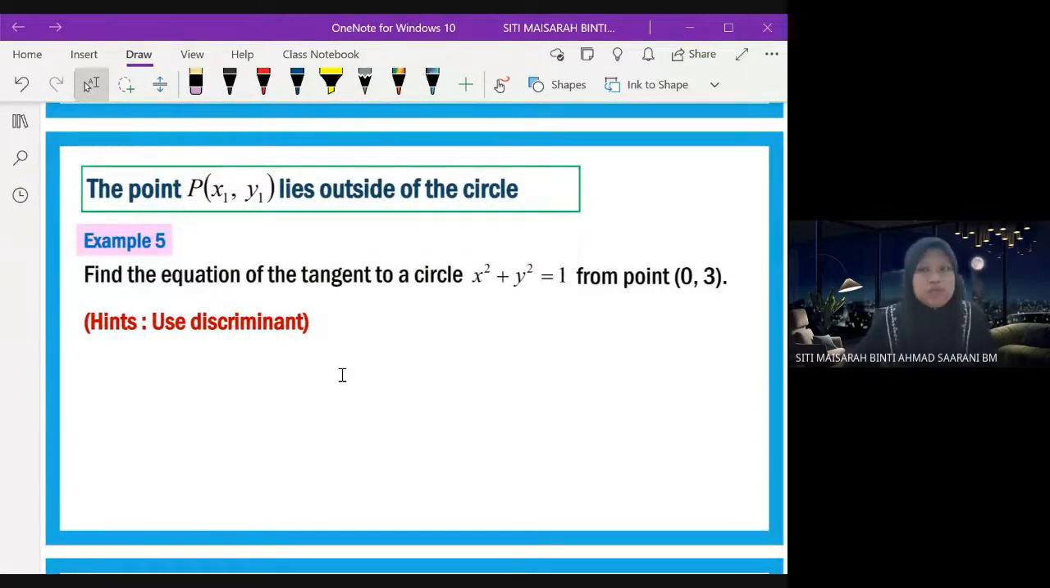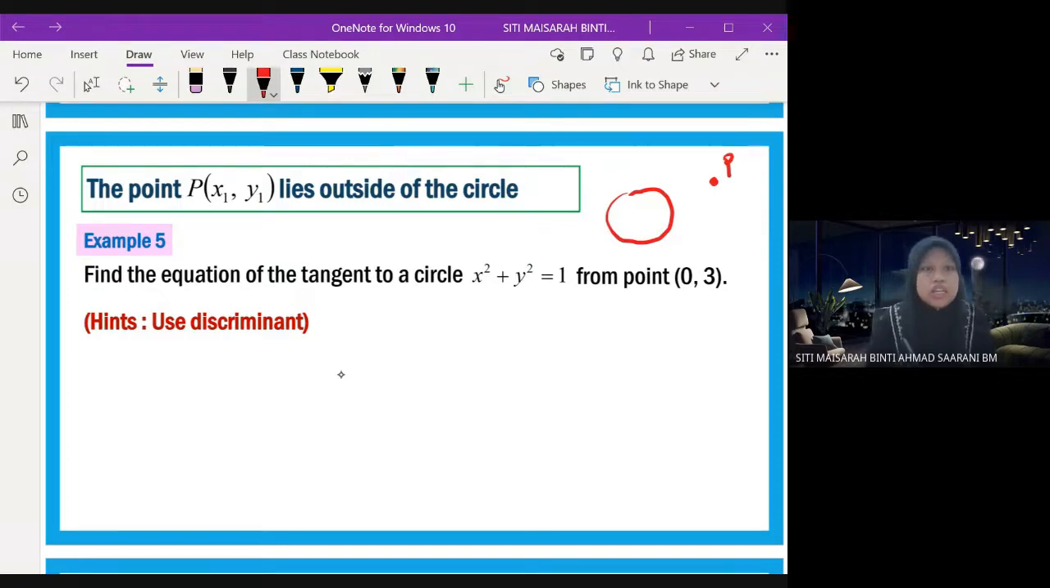Alright, kita move sekarang kepada example 5 pula. Okay, this is involving point P (x1, y1) lies outside of the circle. Tadi point P tu dia duduk dekat circle, maksudnya tangent tu lalu dekat point tu. Okay, sekarang ni kalau kita bayangkan yang ni, dia outside. Maksudnya, ni circle, ni titik P, duduk luar daripada bulatan, luar daripada circle.